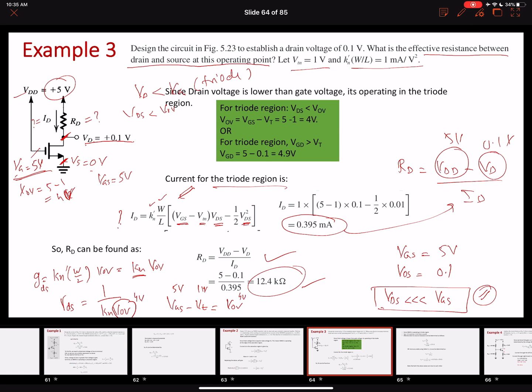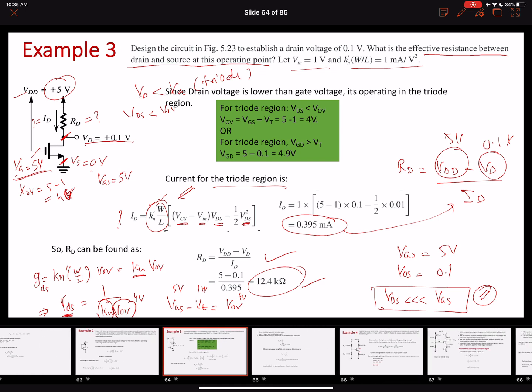4 volts. And the Kn value is the combination of Kn dash and W over L, right? So we can easily find the value of RDS, the effective resistance between drain and source. And there's another way that we can find the value of RDS as well. If we look at the circuit, this resistance can also be found by VDS over ID, right?